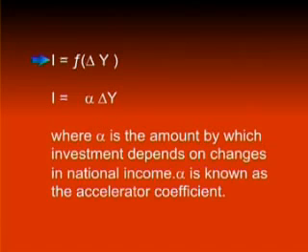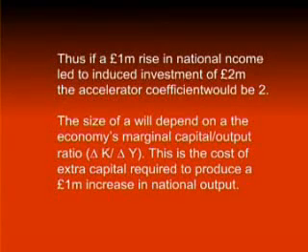Now, as we noted earlier, investment depends on changes in income, not the level of income, that is delta Y. So we can simply write I is equal to alpha delta Y, where alpha is the amount by which investment depends on changes in national income. To be specific, I here represents induced investment, that is the investment which responds to income. Alpha is known as the accelerator coefficient. Thus, if a £1 million rise in the national income causes the level of induced investment to be £2 million, then the accelerator coefficient would be 2.